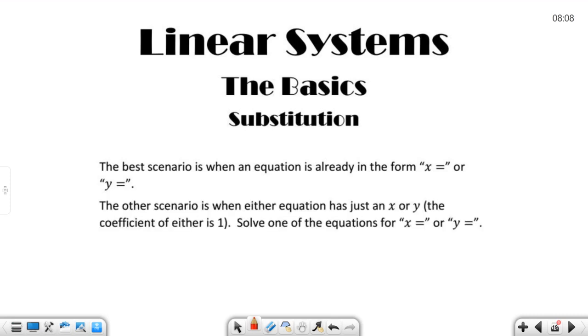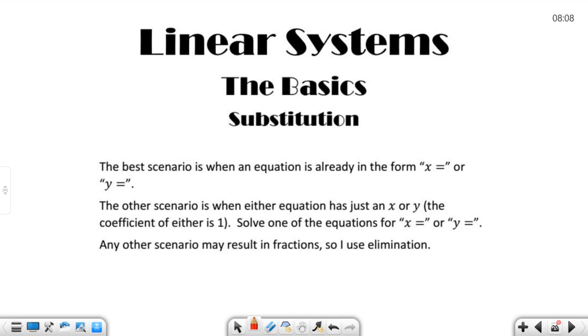The other scenario is when either equation has just an x or a y, where the coefficient of either is 1. Then solve one of the equations for x or y, and proceed from there. Any other scenario may result in fractions, so then I use elimination.